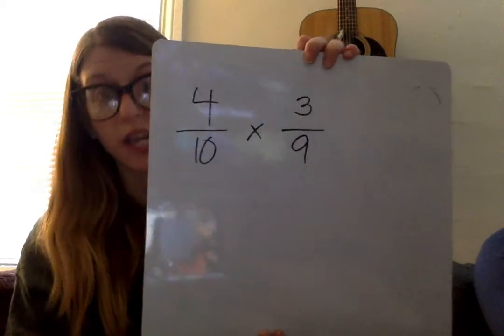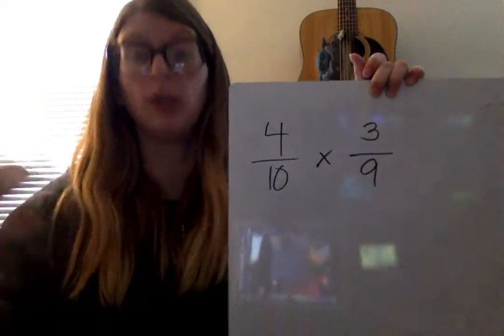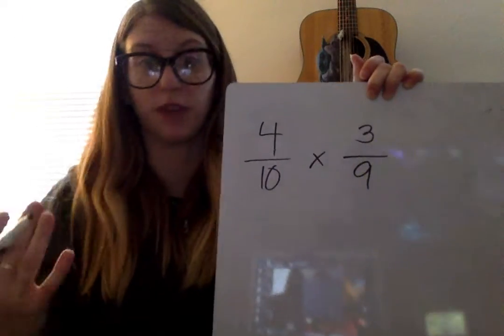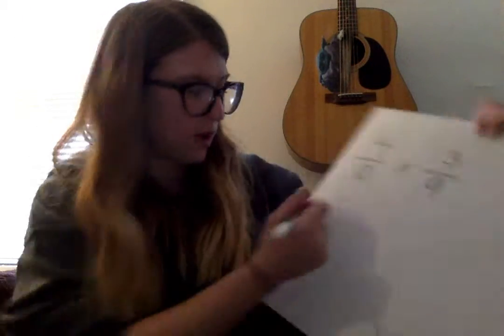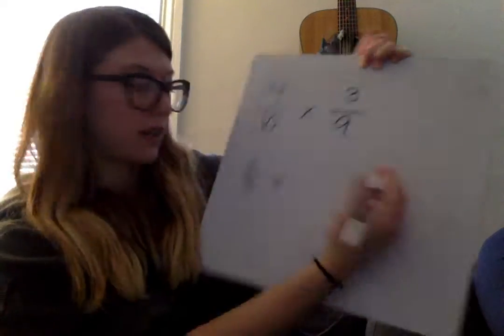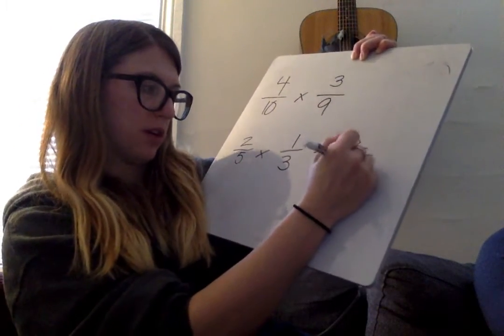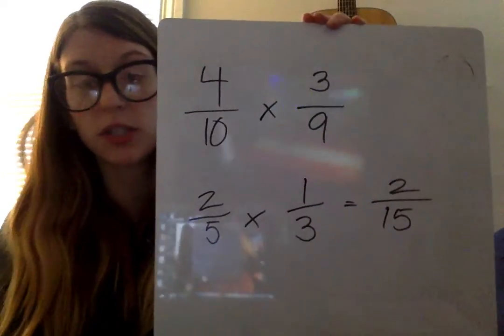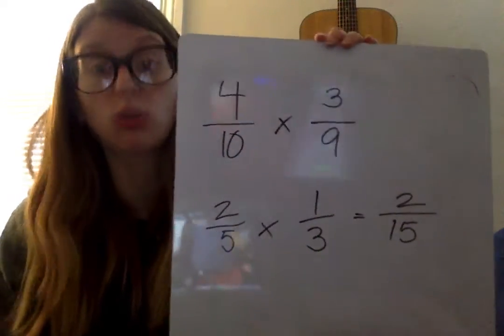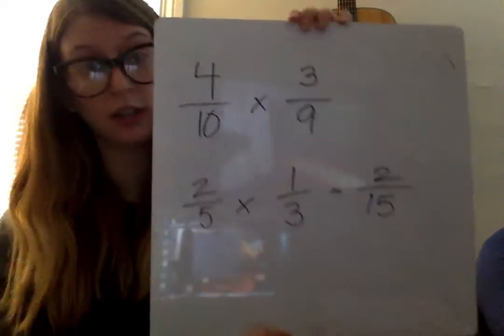Cool. If you are like me, and this looks gross to you because your gut's telling you, simplify, simplify, simplify, then let's simplify. 4 out of 10 turns into 2/5. 3/9 turns into 1/3, and we multiply across. If, for some reason, you feel like you would screw up by simplifying, cool, I don't care.